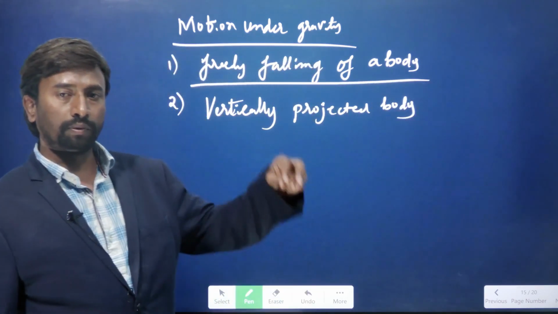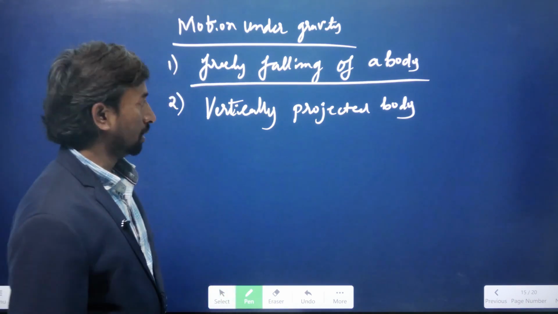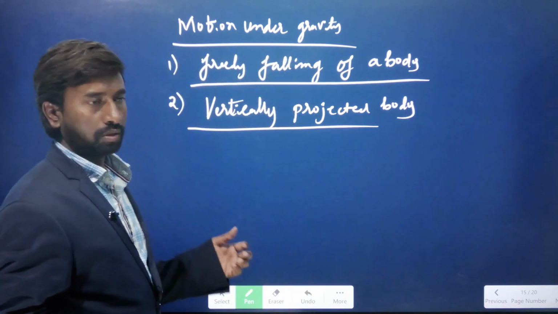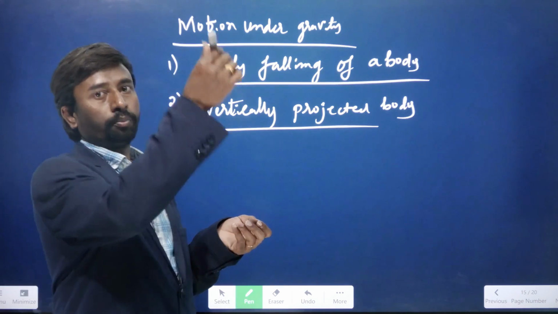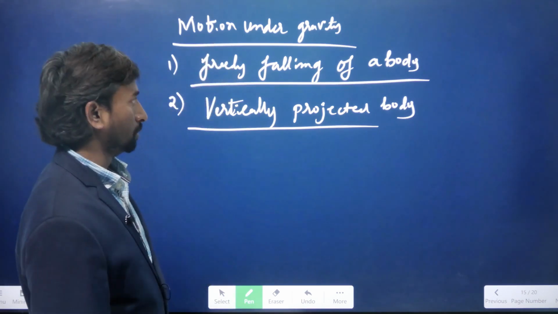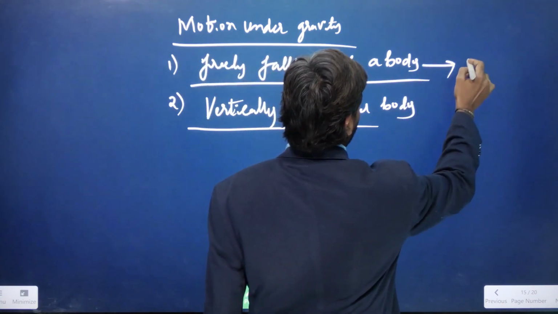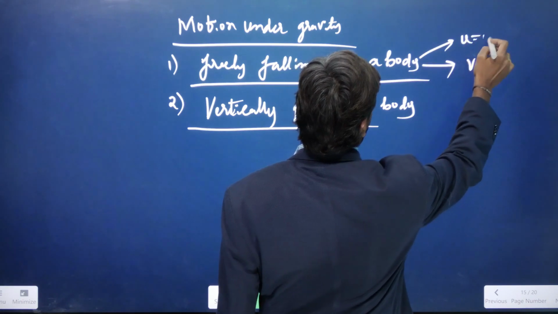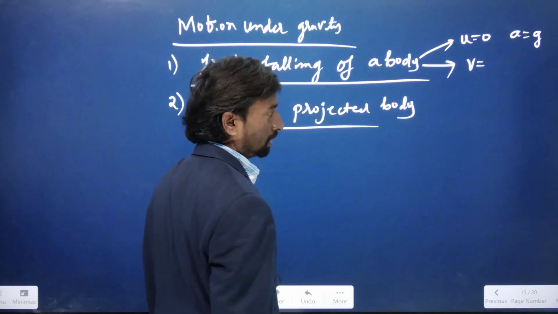If a body is dropped from a certain height, then the motion of the object can be described or studied by the equations which we have seen. By those equations only we are going to study it. Then the vertically projected body: if a body is thrown vertically upwards, what is the motion of the body? Here all four equations can be modified. For a freely falling body, u is equal to 0 and the acceleration of the body is the acceleration due to gravity, g.